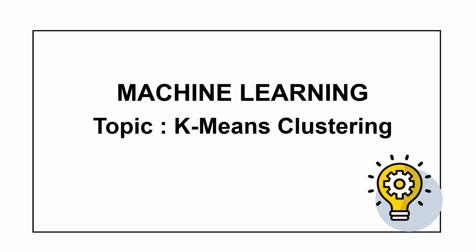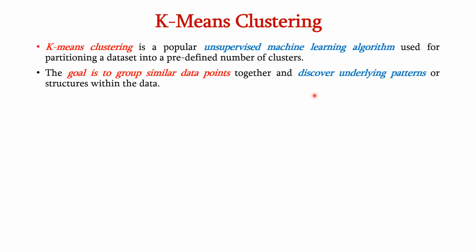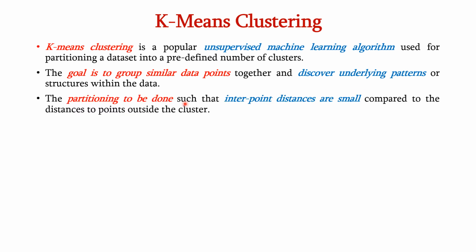Hello everyone. In this lecture, we are going to discuss K-means clustering in machine learning. K-means clustering is a popular unsupervised machine learning algorithm which is used for partitioning a dataset into a predefined number of groups or clusters. The goal of this method is to group similar data points together and discover underlying patterns or structures that are available within the data.